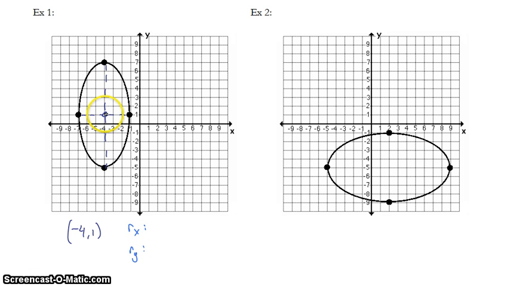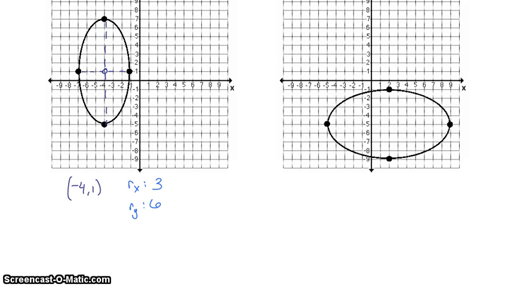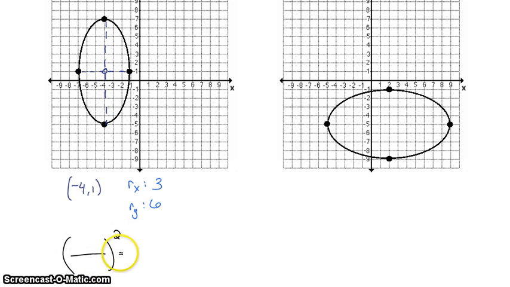Count it out from my center in my x direction. That's horizontal. 1, 2, 3. In my y direction, vertical. 1, 2, 3, 4, 5, 6. As long as I know those 3 pieces of information, I can go ahead and write my equation. It's an ellipse, so I know it's going to be squared, it's an addition problem, and it's equal to 1. I know that the first one will be my x, the second one will be my y.